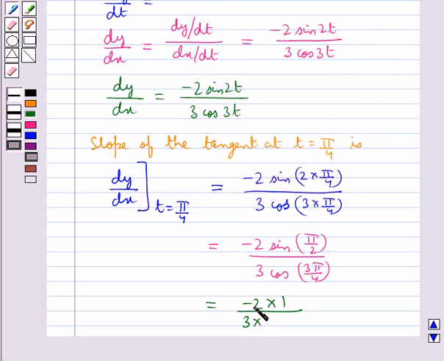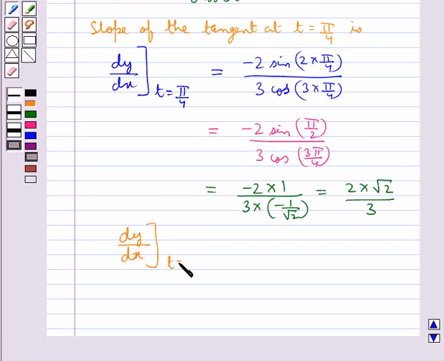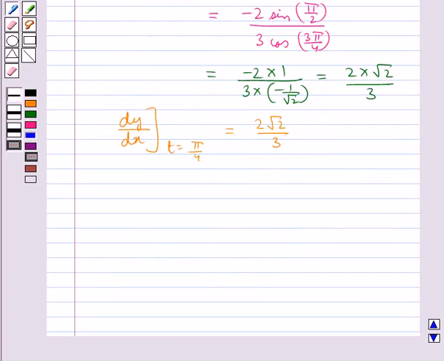So, minus 2 into 1 upon 3 into minus 1 upon root 2. So, this would be equal to 2 into root 2 upon 3. So, slope of the tangent at t equal to pi by 4 given by dy by dx at t equal to pi by 4 is equal to 2 root 2 by 3. Now let's find out the values for x and y when t is equal to pi by 4.